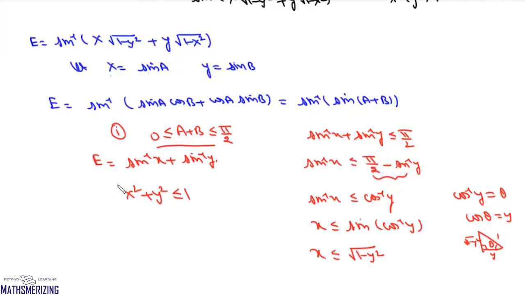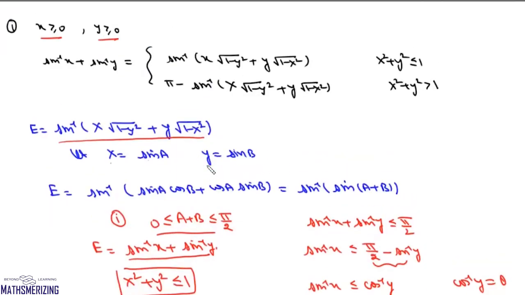So when x square plus y square is less than or equal to 1, then sine inverse of x under root 1 minus y square plus y into under root 1 minus x square is equal to sine inverse x plus sine inverse y, and that is the first part of our result.